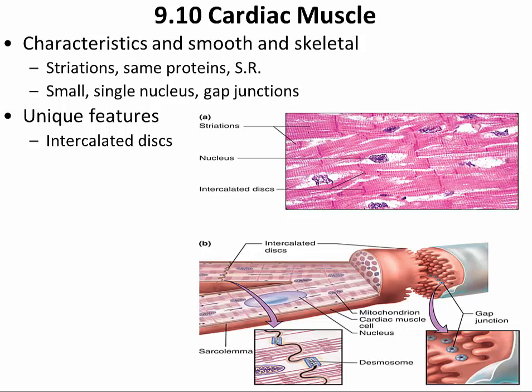Other features of cardiac muscle are more similar to smooth muscle. And so cardiac muscle cells are fairly small, they have a single nucleus, and they do possess gap junctions, just like we saw in the case of smooth muscle. The gap junctions, as you well know, are located in these intercalated discs that we can see here in this photograph and down here in this drawing.